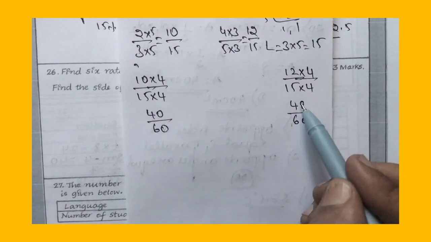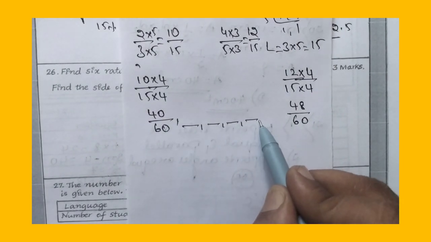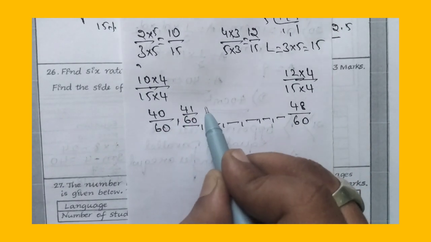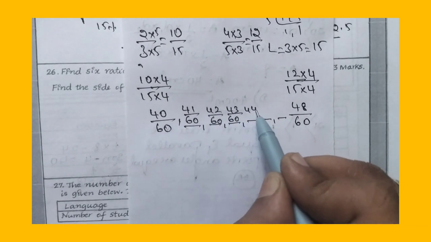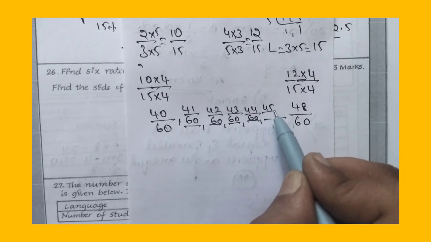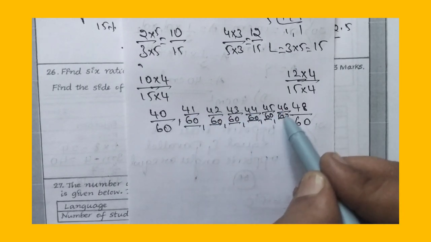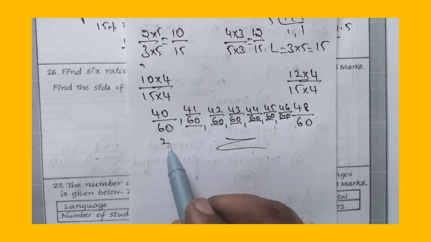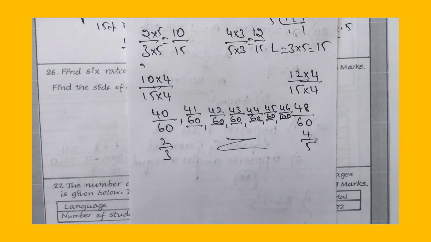So between 40 by 60 and 48 by 60 we write 6 rational numbers. 1, 2, 3, 4, 5, 6. After 40, 41 by 60, 42 by 60, 43 by 60, 44 by 60, 45 by 60, and 46 by 60. 1, 2, 3, 4, 5, 6. Like this, we have to write the 6 rational numbers between 2 by 3 and 4 by 5. This is 2 by 3 and this is 4 by 5. In between these two, these are the 6 rational numbers.